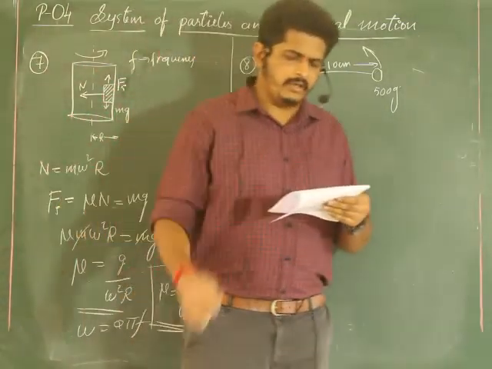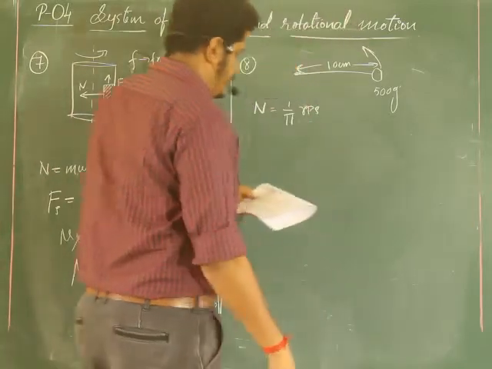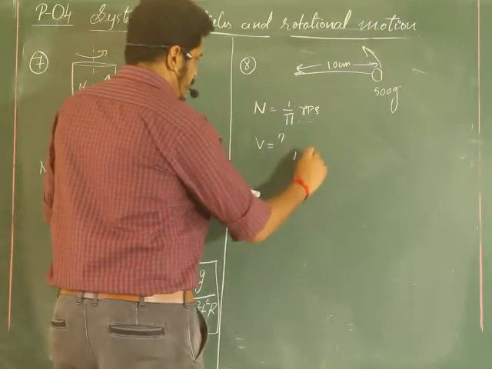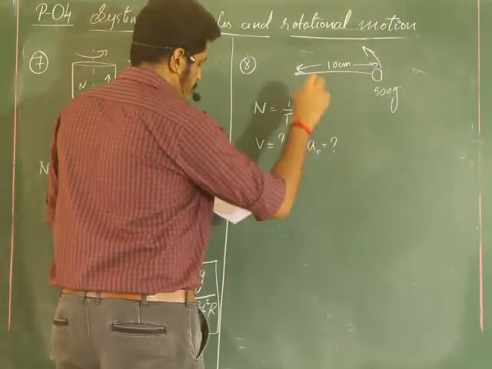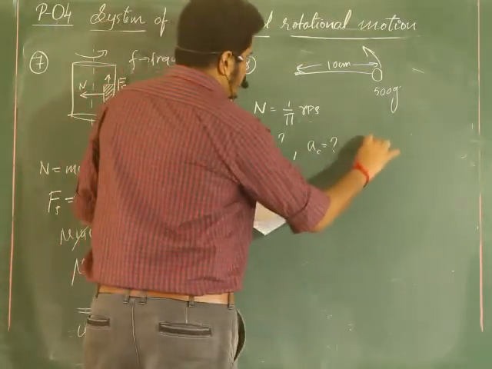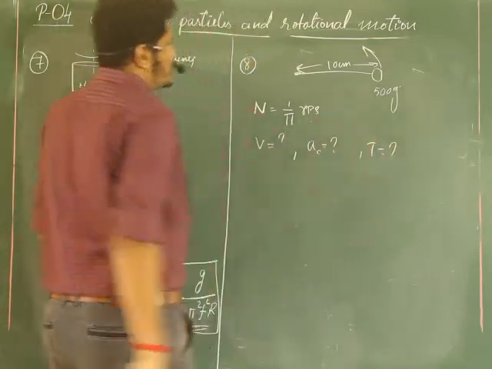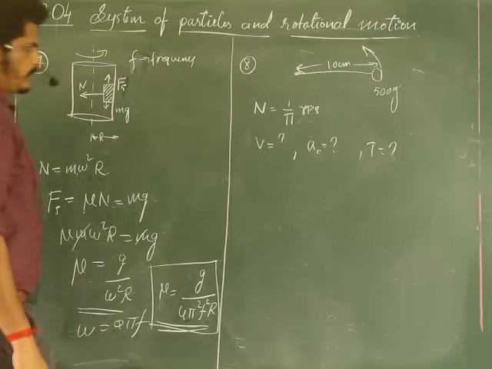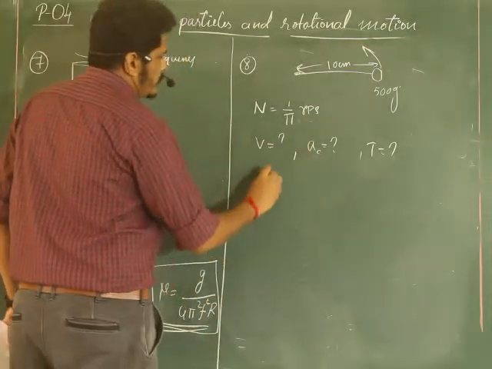Then find the linear velocity, acceleration, and tension in the string. Linear velocity, V equal to how much? Next, acceleration, a_c equal to how much? Next, tension in the string, T equal to how much? So these are the quantities to be found out. Let us go on writing down the formulas. Before that, let me find out omega, because frequency we know.